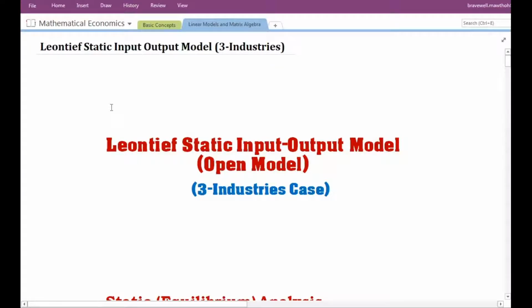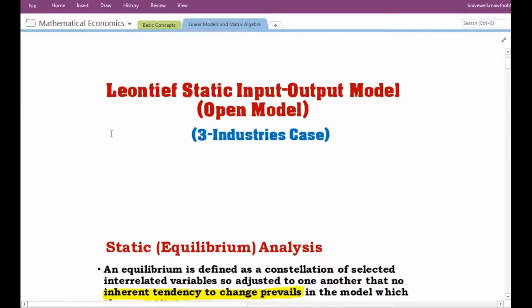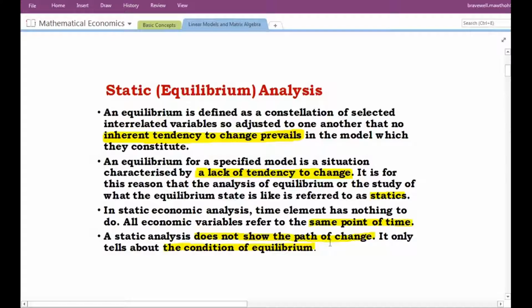The Leontief input-output model is a static model. Now, what is a static model? Static analysis is also known as equilibrium analysis. In equilibrium economics, we already know it is that state where there is no tendency to change of the economic variables. So there is a complete lack of tendency to change. It is for this reason that the study of what the equilibrium state looks like is referred to as statics.